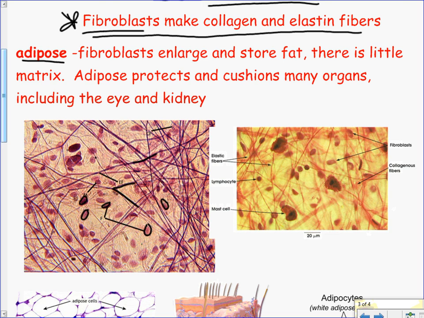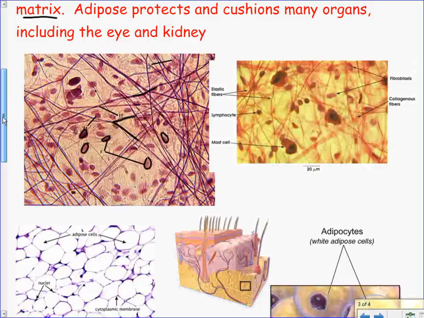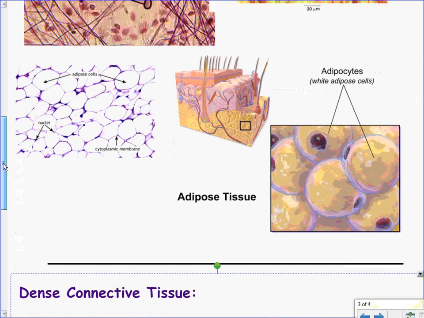Then we've got adipose. So you've got this loose connective tissue, and then you have another form of loose connective tissue, basically fat, the adipose tissue. So the fat cells are the parts that we see. They get really big and they store fat. And because they get so big and take up so much space, there's not much matrix to the adipose tissue. And we need this adipose tissue for cushioning for our organs, including your eyes and your kidneys. And obviously we store energy with adipose cells too.